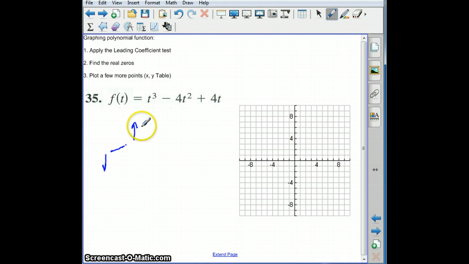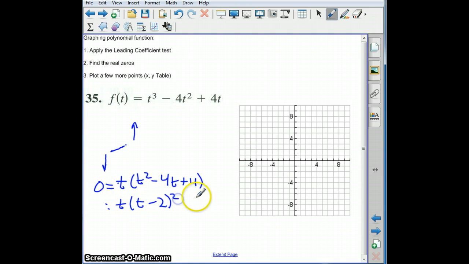Now, next thing we can do is find the real zeros. And we're going to do that by factoring. So I can take a t out, and that leaves me with t squared minus 4t plus 4, which is t minus 2 squared. So we have two zeros, and one of them is repeated. Our first zero is at t equals 0, and our second one is at t equals positive 2. So there's one at 0, and there's one at 2.